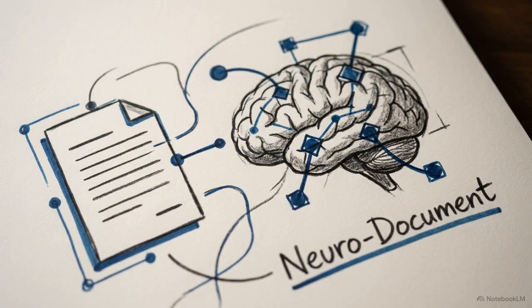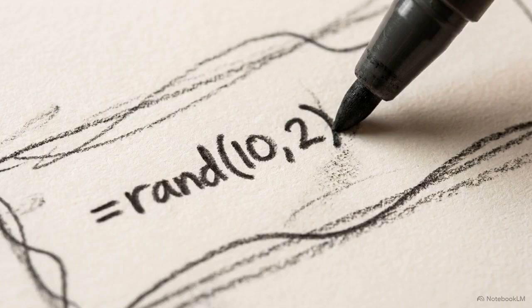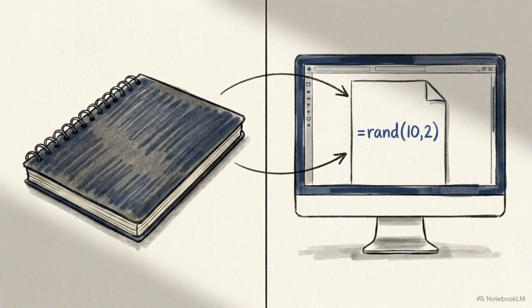We are going to use a text generation shortcut as our first memory test subject. The formula is =rand(10,2). Before you touch your keyboard, write that exact formula down in your physical notebook. Only after it is securely on paper, type it onto your MS Word document and hit Enter.